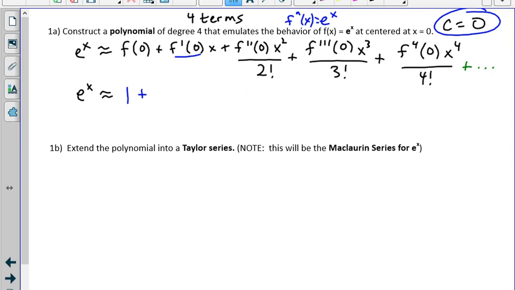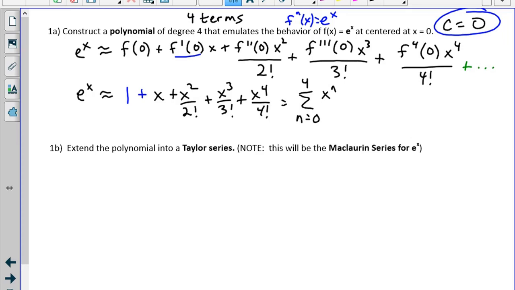But I'm going to write this now kind of like you see it normally. So 1 plus x squared over 2 factorial plus x cubed over 3 factorial plus x to the fourth over 4 factorial. This is the sum from n equals 0 to 4 of x to the n over n factorial. Now, as we make it a series, it will end up going to infinity.